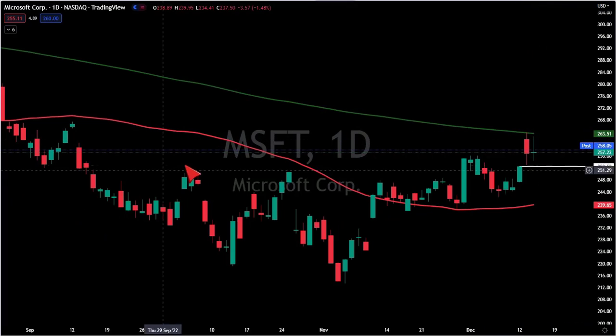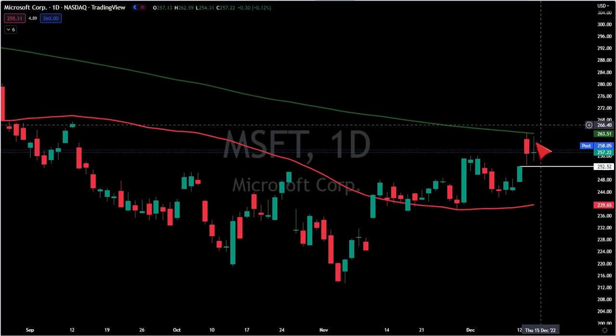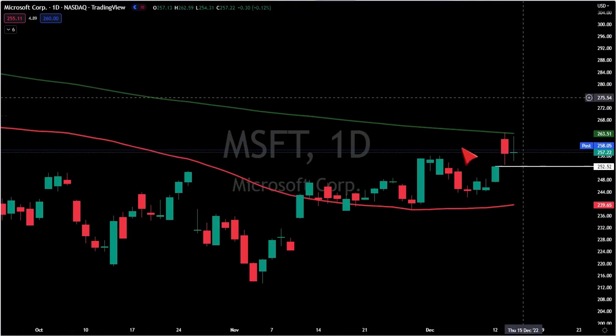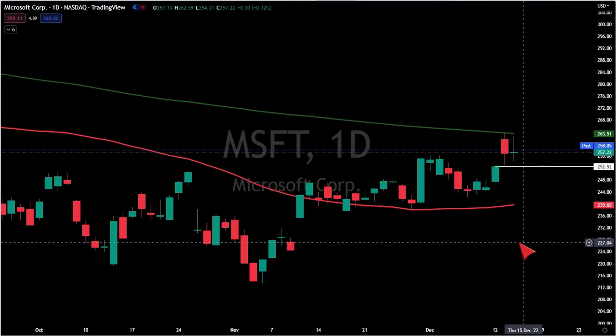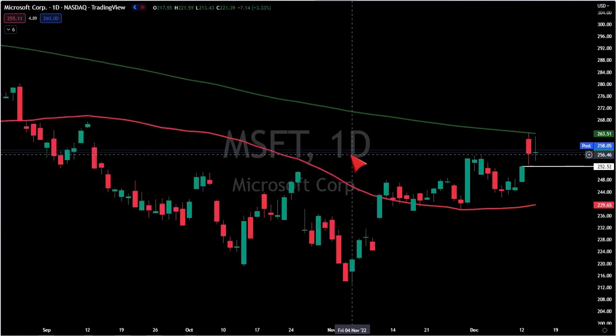Here's your 200-day moving average on Microsoft. You had every reason to break down. CPI is behind us, Fed is behind us. Instead, we get a long-legged doji. For those that have been following for some time, long-legged dojis are a sign of uncertainty. So when this flips, we have our short-term direction.